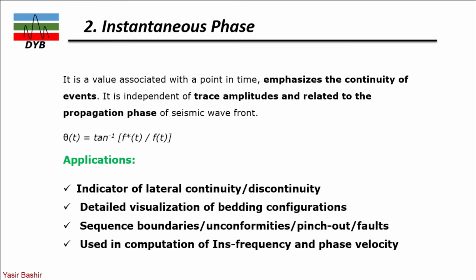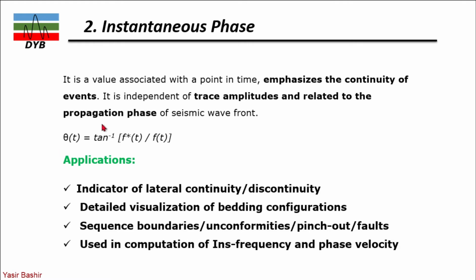So the second one is instantaneous phase. What is its function? It emphasizes the continuity of the event because it is related to the phase. Where you have a phase change, this means that your reflector is discontinuous. It is independent of trace amplitude and related to the propagation phase of the seismic wavefront. Obviously the phase is based on the amplitude of the wave as well.